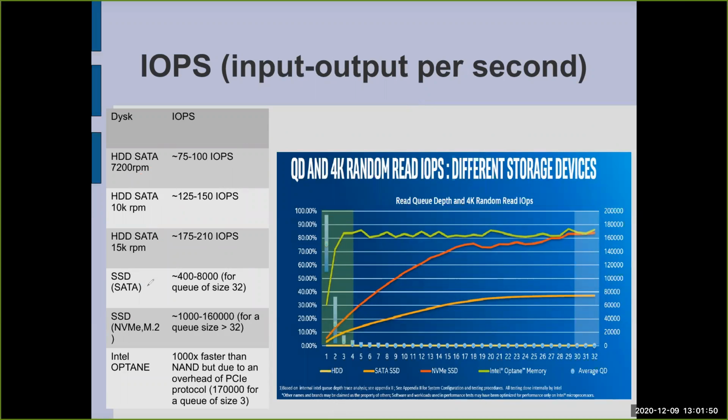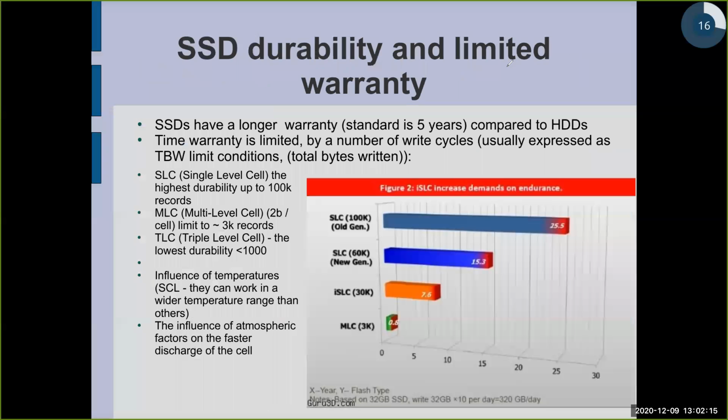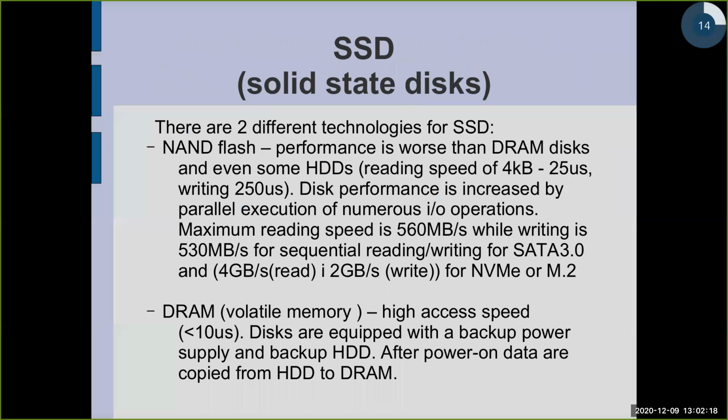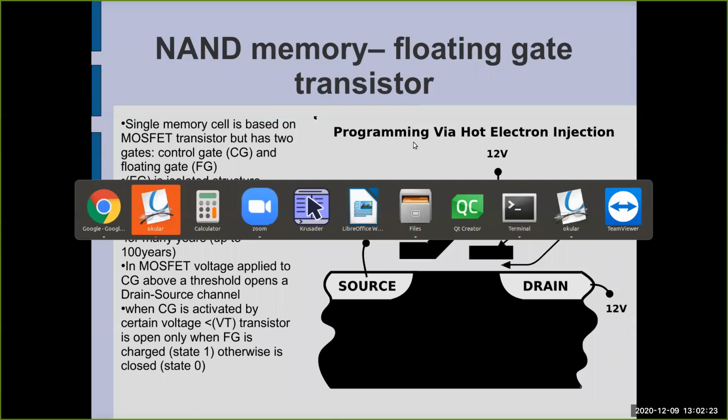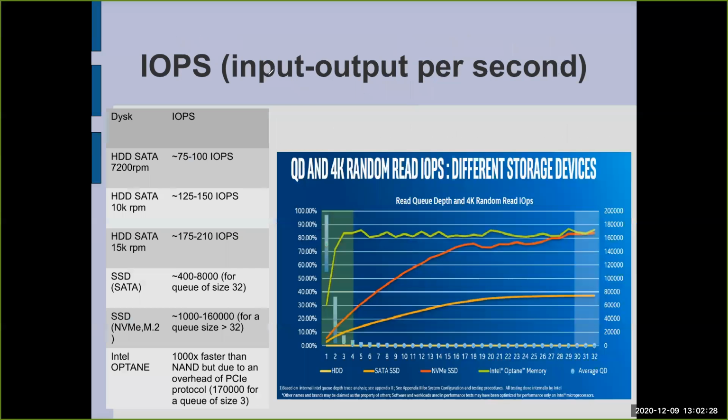Okay, so now I'd like to tell you something about another, I think, very vital parameter, which is specified for all drives. It is input output operations per second, IOPS. Most manufacturers focus on the throughput, but the IOPS is also very important.